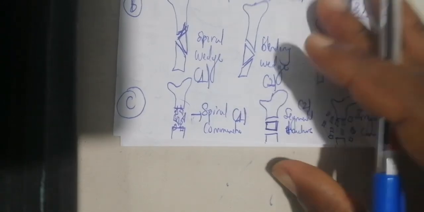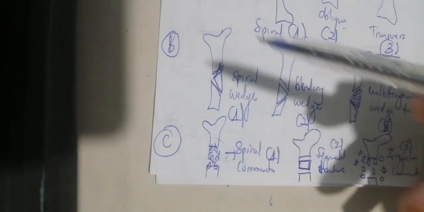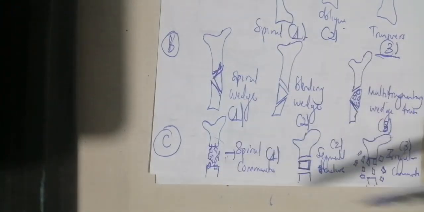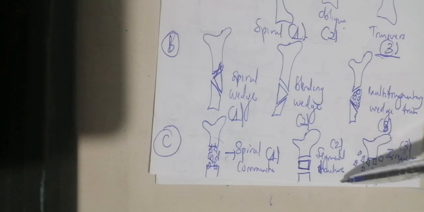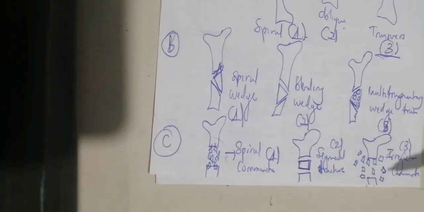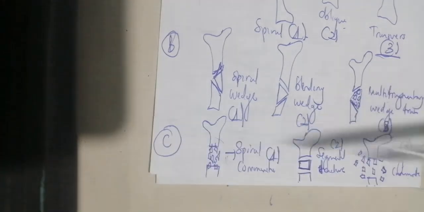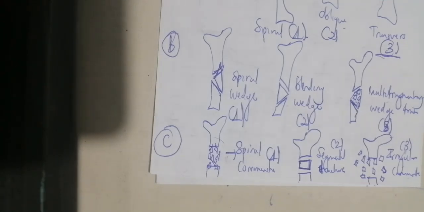So if you have a patient that has a spiral comminuted fracture, it is C1. If you have a patient that has a segmental fracture, it corresponds to C2. If you have a patient that has an irregular comminuted fracture, it corresponds to C3. So let's take an example for us to know if you have understood this.